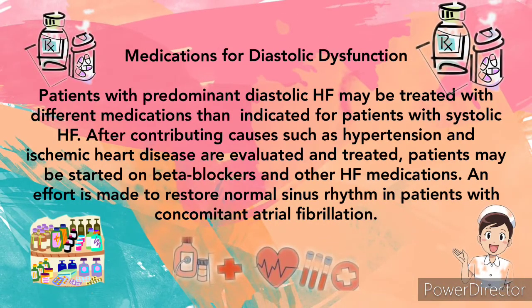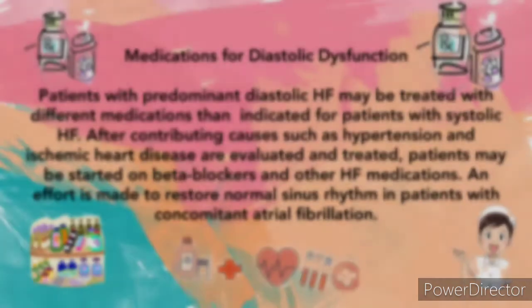Medications for diastolic dysfunction. Patients with predominant diastolic HF may be treated with different medications than those indicated for patients with systolic HF. After contributing causes such as hypertension and ischemic heart disease are evaluated and treated, patients may be started on beta blockers and other HF medications. An effort is made to restore normal sinus rhythm in patients with concomitant atrial fibrillation.